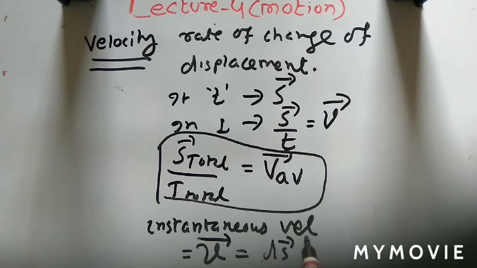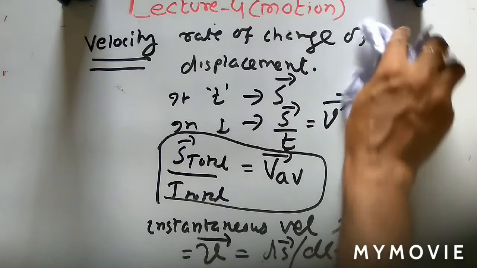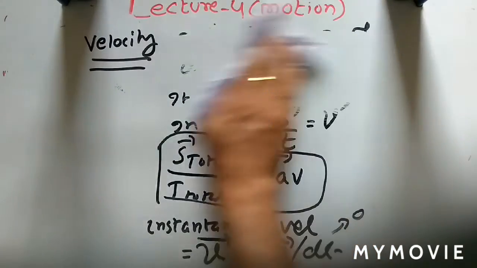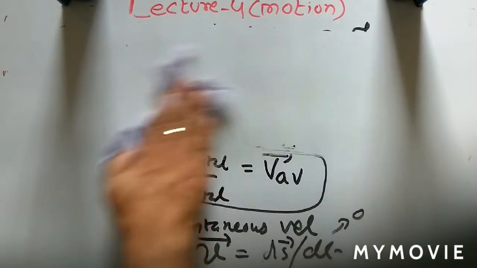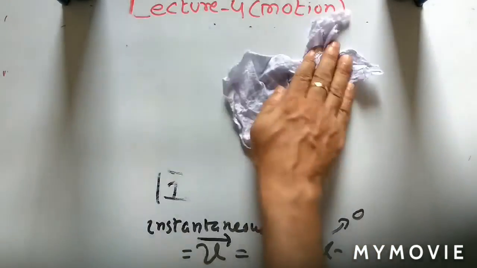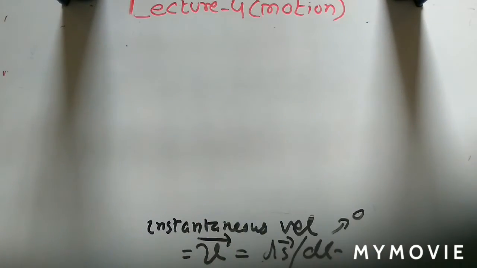So velocity is equal to ds by dt, and here this dt tends to 0, not 0, because if it will be 0, then something by 0 we can't define. So instantaneous velocity is equal to ds by dt. Mathematically it is read as what I have told in lecture number 3. Lecture number 3 is very important for analysis of the physics to solve more problems.